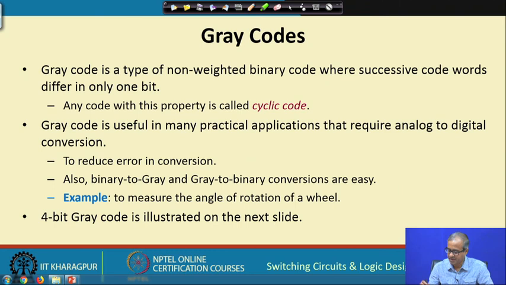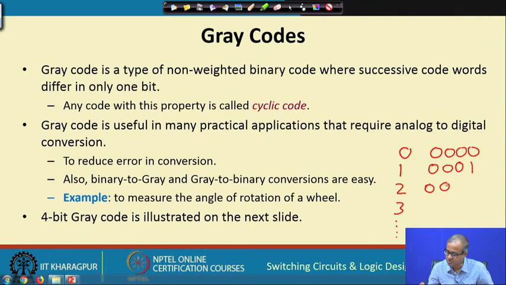Let us first talk about the conventional number system. When we talk about the numbers, let us say in decimal 0, 1, 2, 3, etcetera. When you write the representations in binary, let us say 4 bit representation, 0 is 0000, 1 is 0001, 2 is 0010, 3 is 0011, 4 is 0100 and so on.